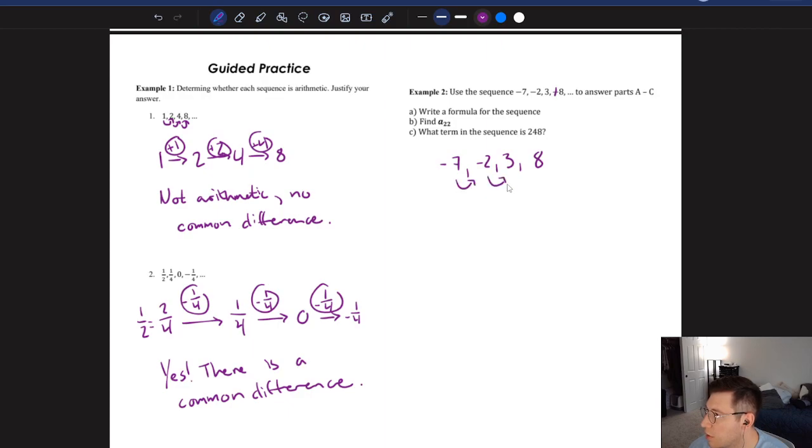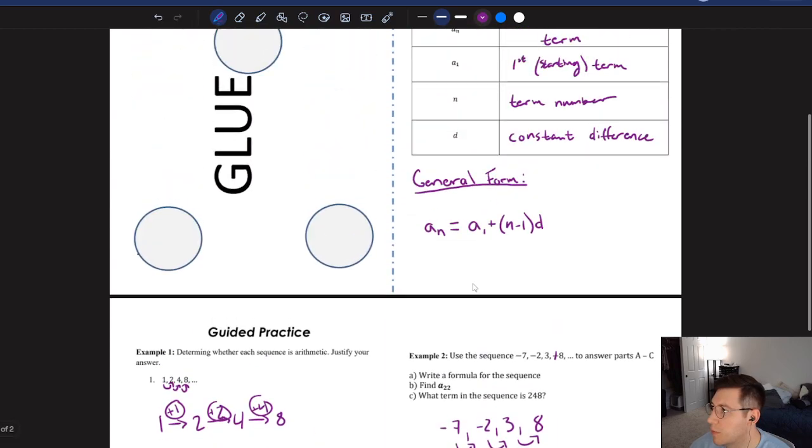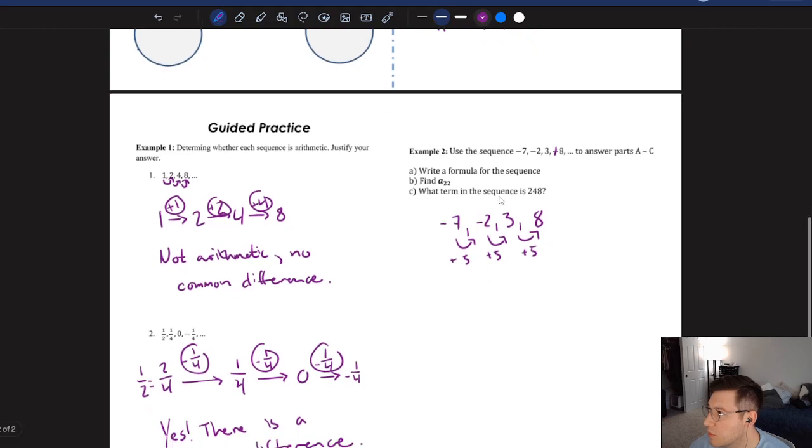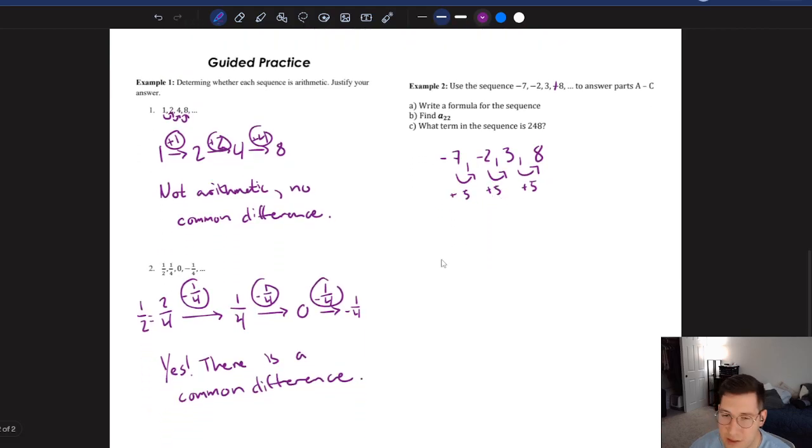Let's check. How am I going from term to term here? Well, it's going to be plus 5, and plus 5. Perfect. And so a few things that I can already start to identify, right? If we think about that equation that we made up above, this a sub n is equal to a sub 1 plus n minus 1 times d. I'm going to need to identify those pieces for this.